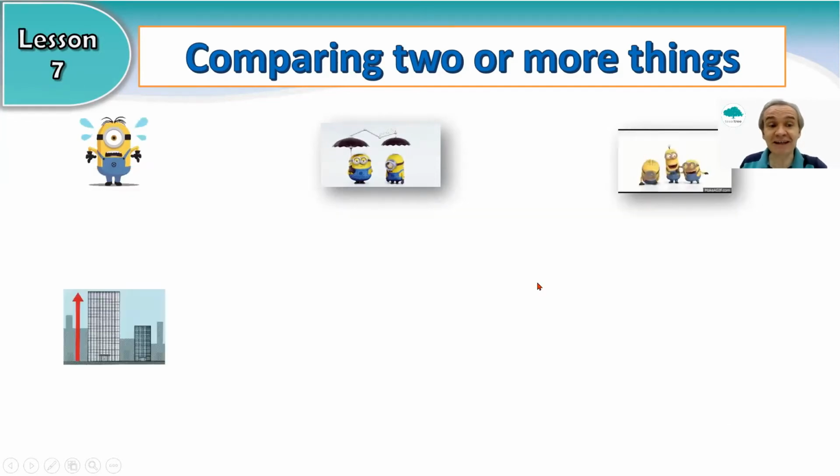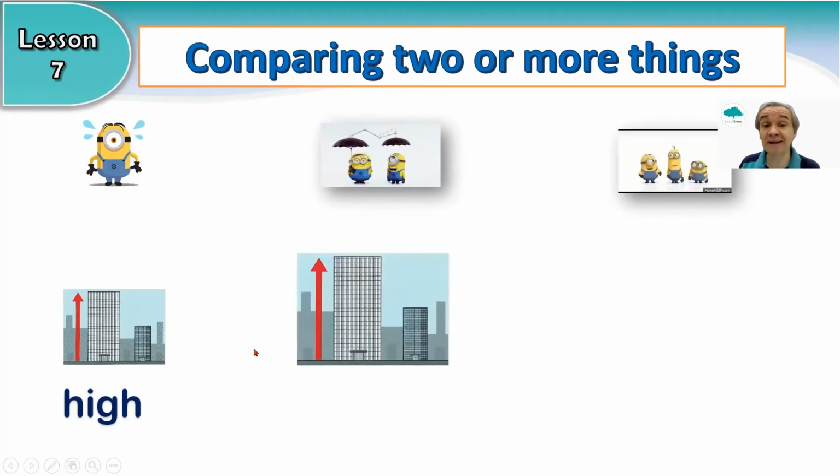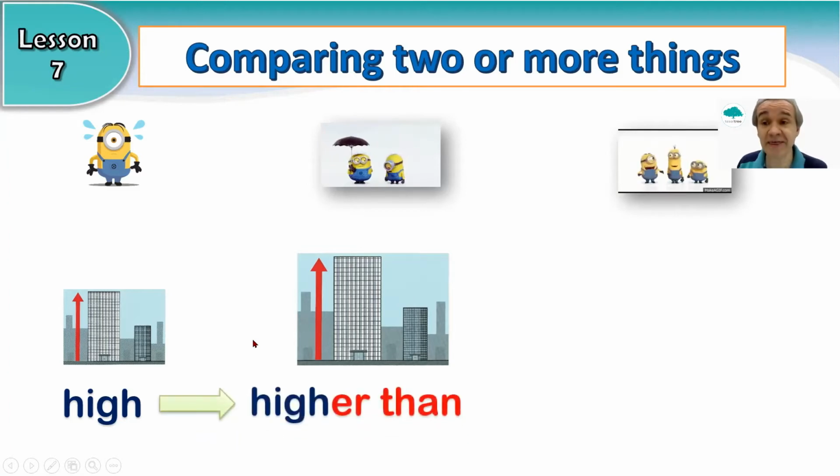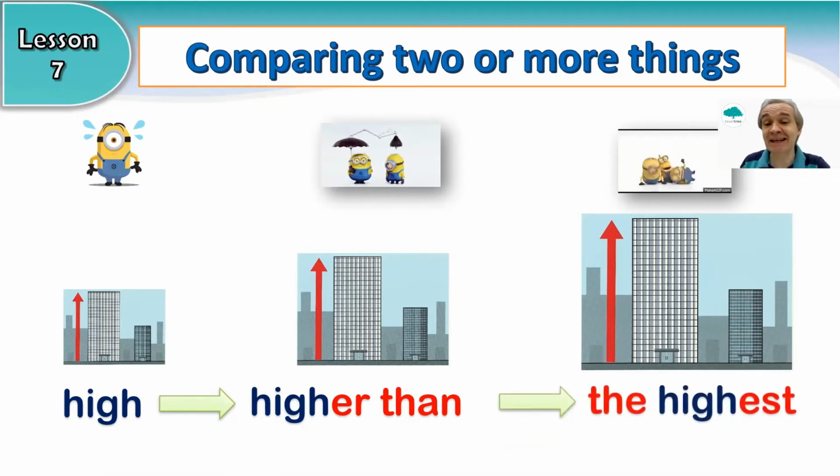So let's have a look at a building now. Do you remember the building is very high? When we have two buildings, we can say the building is higher than. We have more than two buildings, 3, 4, 5, or all the buildings in the world. We can say it is the highest building.